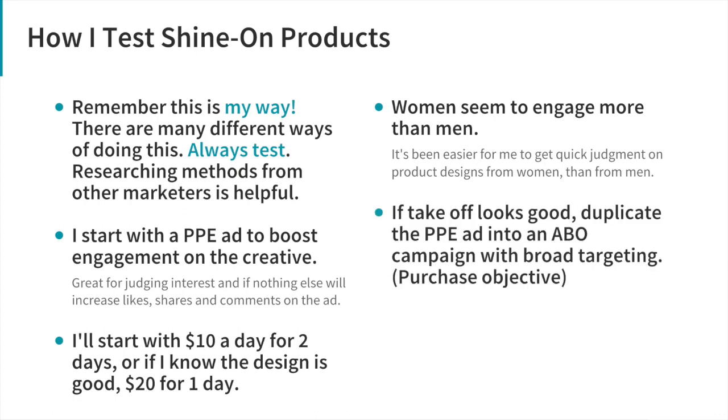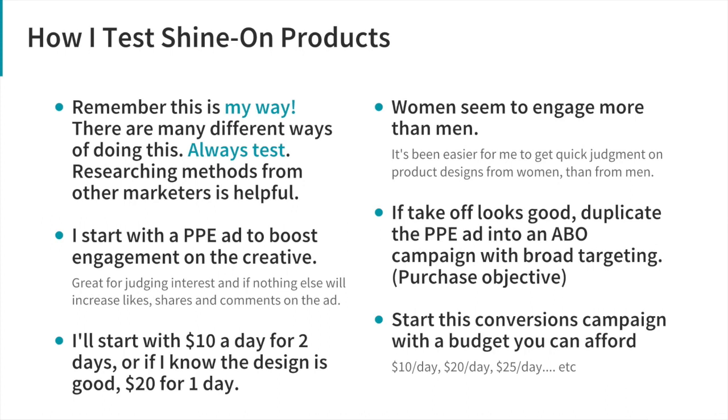After running this PPE ad for a couple of days, if you're spending 10 US a day or 1 day for 20, if takeoff looks good, I will duplicate the PPE ad into an ABO campaign, also with broad targeting, with a purchase objective. And I'll start this conversion campaign running with a budget that I can afford. In my case, usually I'll start at 25 a day. If you don't have that much money or you're a beginner and you kind of want to pull your reins in a bit, you're just trying this all out, not a problem. Start with 10 a day or 20 a day or however much you can afford, all right?